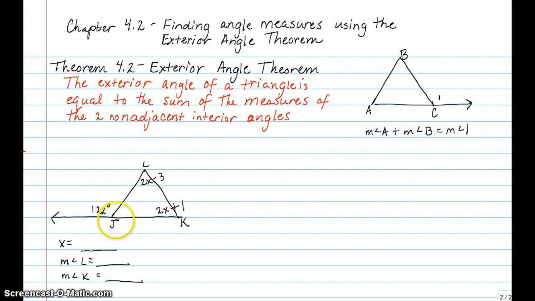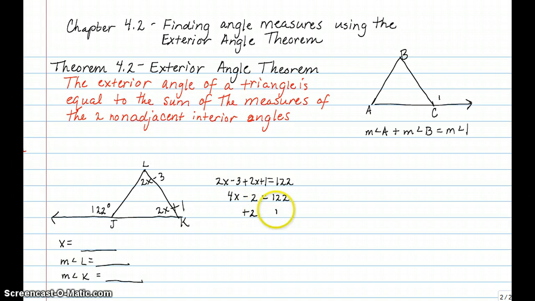So if you take a look at this picture, this is triangle JKL. You have the exterior angle, which equals 122 degrees. And you know that these two angles, angle L and angle K, the sum of those is going to equal 122. So 2x minus 3 plus 2x plus 1 is going to equal our 122. And then we're going to put together our like terms. So 2x and 2x is 4x. Negative 3 and 1 is going to be minus 2, or plus a negative 2, equals 122.